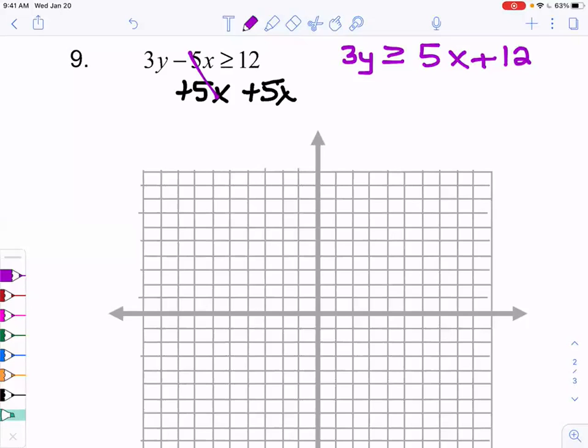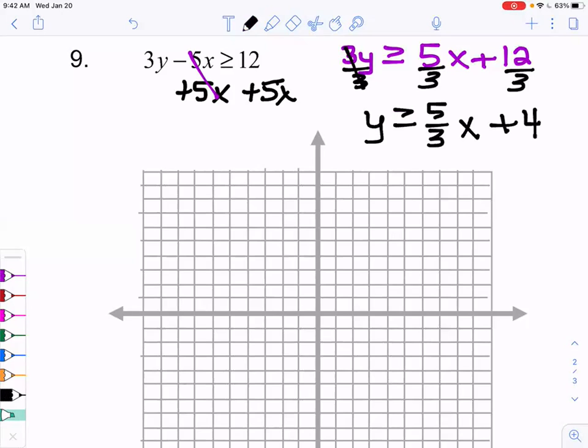And then, Peyton, what would you do? Excellent, divide by 3. So my 3's cancel. You do not need to flip the sign because you're dividing by a positive. And then it's 5/3 x plus 4. So divide by 3, you end up with 5/3 x plus 4.